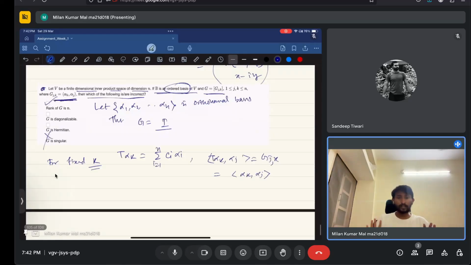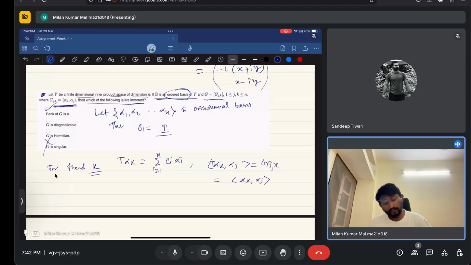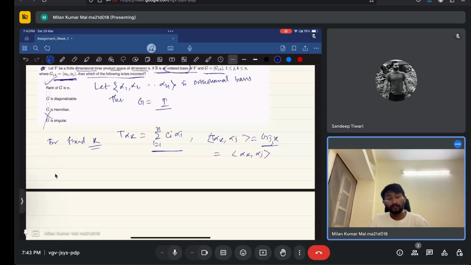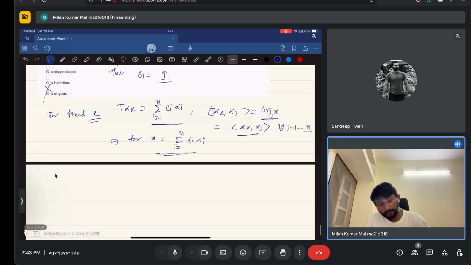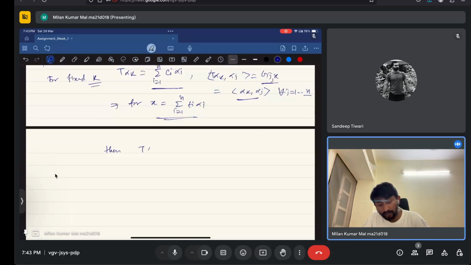I have taken alpha 1, alpha 2, ..., alpha n as any ordered basis, only an ordered basis. I have not taken anything else. Then T of alpha k can be written as the summation of c_i alpha_i, i equals 1 to n. So in that situation G_jk, which is the inner product of T of alpha k with alpha j, equals alpha k with alpha j for all j equals 1 to n. That implies T of alpha k equals alpha k. Why is this true? Because if this is true for every alpha j, then for any x equal to the summation of t_i alpha_i, i equals 1 to n, taking a vector this way, we get the inner product of T of alpha k with x.